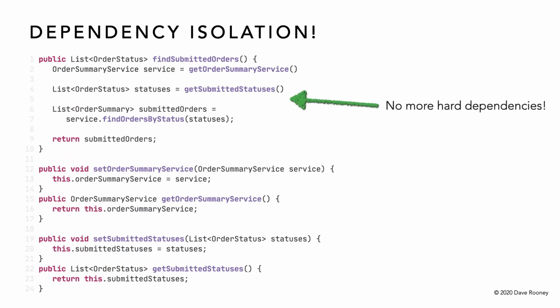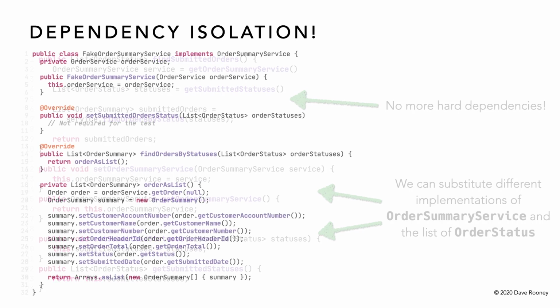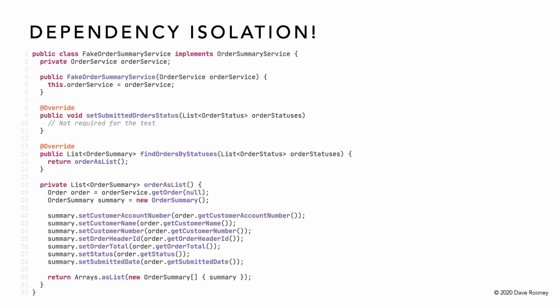Now our client code has no dependency whatsoever on the concrete implementation of order summary service, nor does it have any hard-coded statuses. We can leverage what we've learned about test doubles to provide our own implementation that significantly simplifies our microtests. Here's the resulting test double, in this case a fake, that we've created for the purposes of our tests using the order summary service interface.